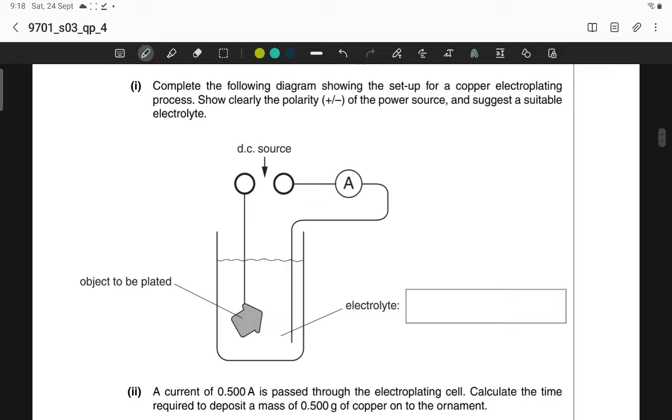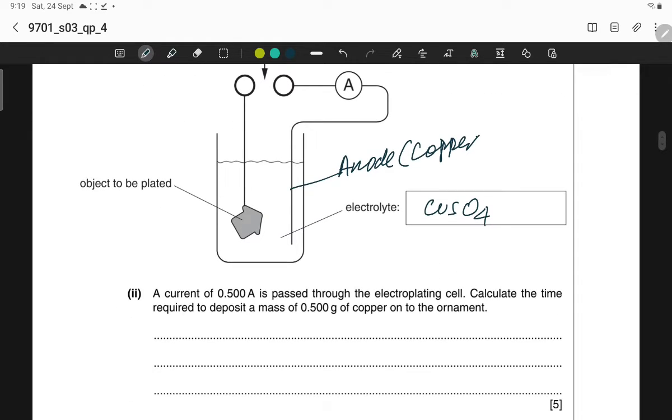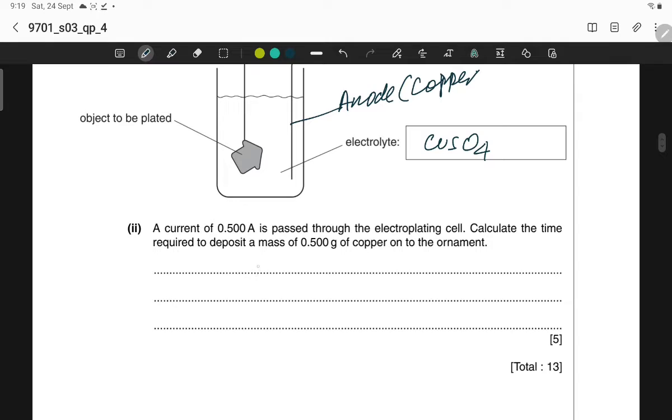When copper plating, the electrolyte would be copper sulfate, CuSO4. The anode is made up of a copper rod, and this is the object to be plated. A current of 0.500 ampere is passed through the electroplating cell. Calculate the time required to deposit a mass of 0.500 gram of copper on the ornament.